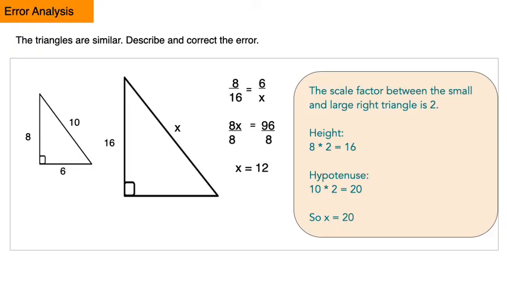Now I look at the student's work and I'm thinking, what might they have done wrong? They started off correctly, 8 over 16, but they set that equal to 6 over x. 6 and x are not corresponding sides. So a better proportion would have been 8 over 16 equals 10 over x. Now we can use the cross product property that 8x is equal to 160. Dividing both sides by 8, I get that x is equal to 20.